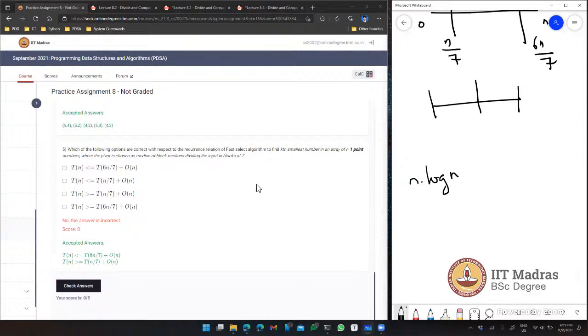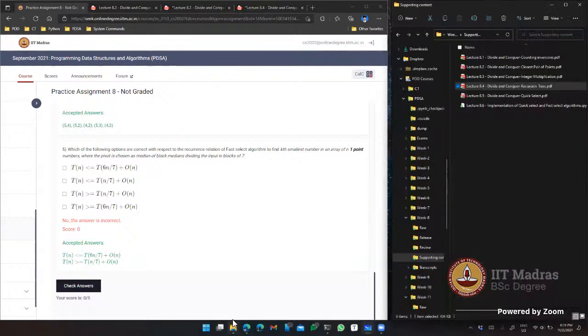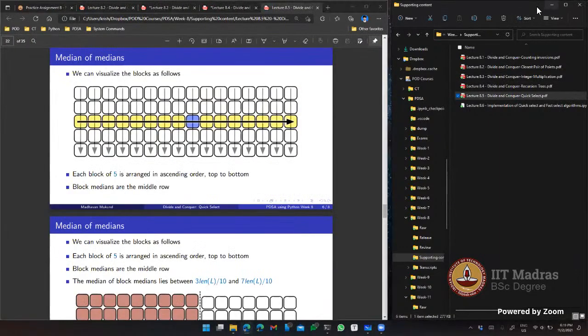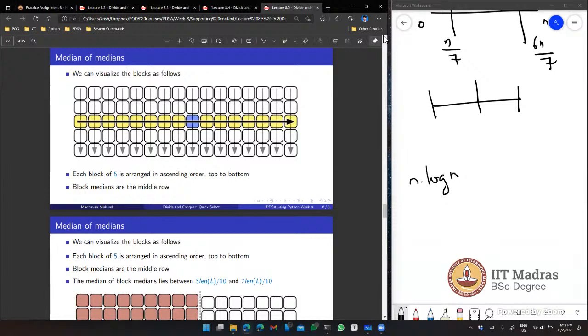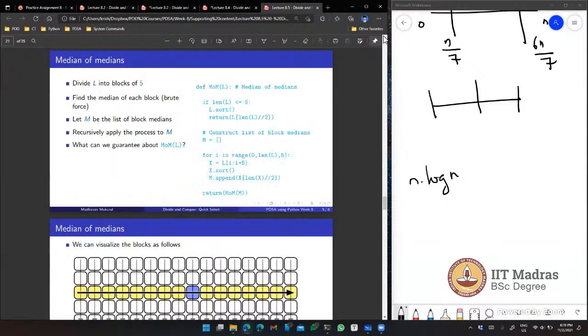One more thing, can you explain the fast select? There is a problem like choosing the median, right? Can you explain that, this concept? You want to know how to find the median of medians, or something else?